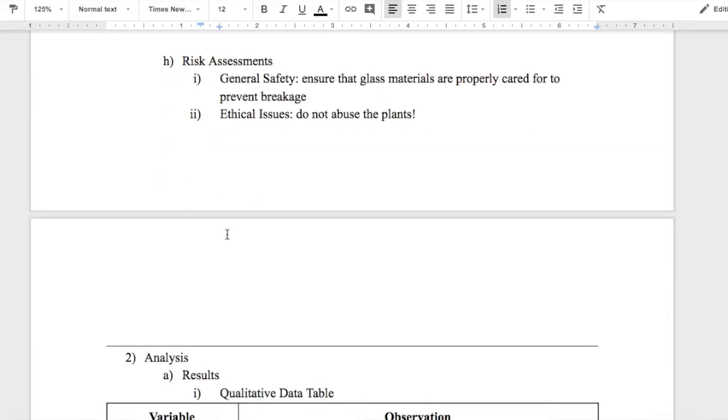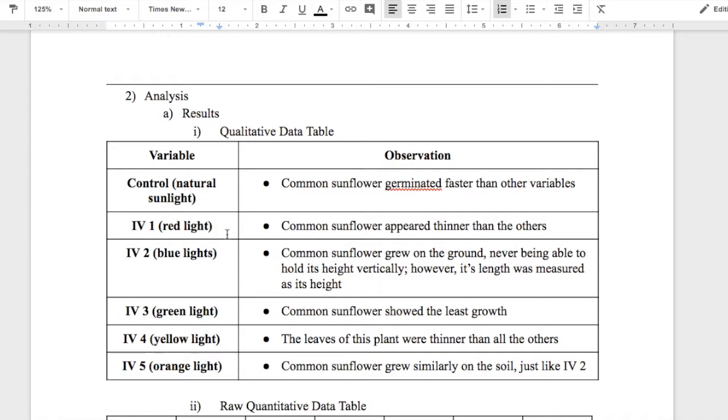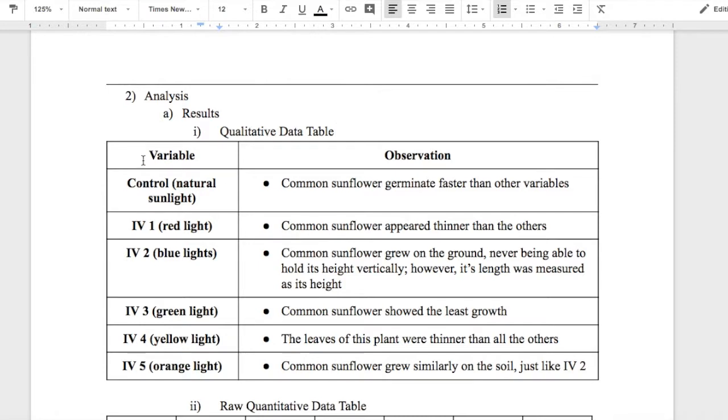After this comes your analysis section. In the analysis section, first, you must include your results. So for example, first I included the qualitative data table. In this column, I labeled the IVs that I wrote observations for, and over here I wrote the observations.